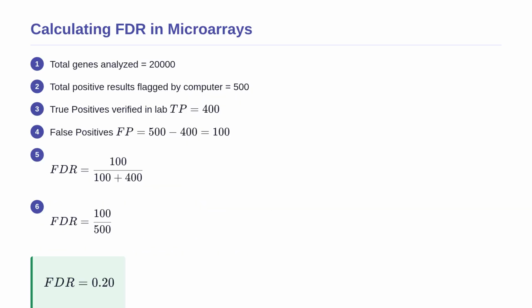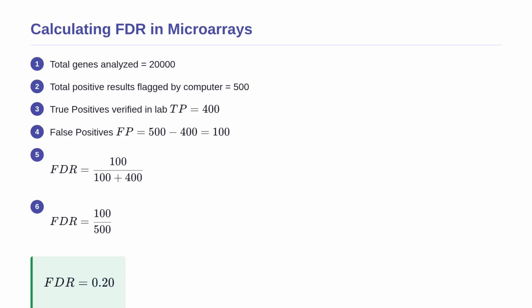Let us apply this formula to a real-world microarray experiment. A bioinformatician analyzes 20,000 genes, and the software flags 500 genes as significant. However, after months of physical lab experiments, the biologist finds that only 400 of these genes are actually linked to the disease. These are our true positives.